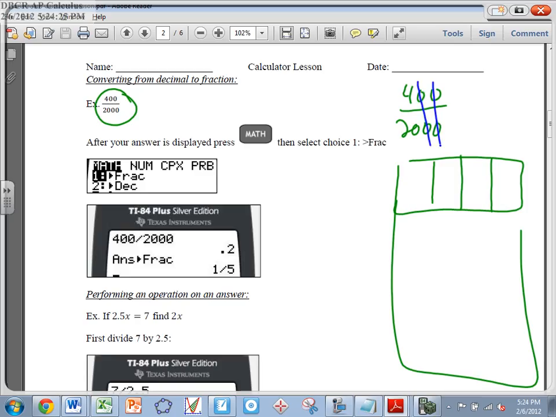Reduce these, you get 4 over 20. You can grid in 4 over 20. You can always realize this is also 1 out of 5. So you can grid in 1/5.